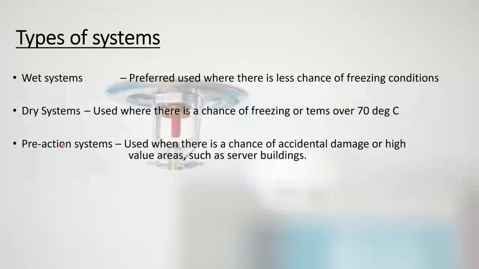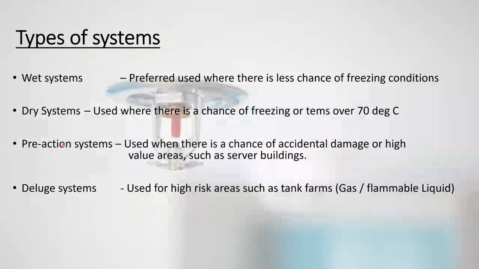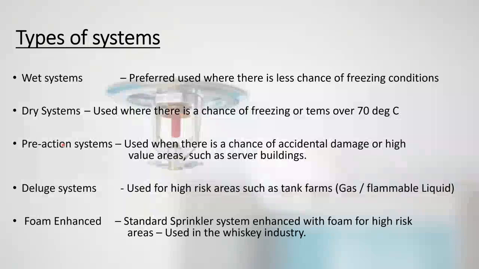Now that means that you need to have an operation of the smoke or fire alarm system before it opens up the sprinkler system, and then once it opens up the sprinkler system, the sprinklers can activate, and they just act like a normal type of system. Deluge systems are used for high risk areas such as tank farms, and that's where every single head goes off. And then foam enhanced systems, that's standard sprinkler systems with a foam. So you may have a bladder tank which feeds 1 or 3% foam into the system and gives you a blanket over a pool fire, such as in whiskey warehouses or petroleum.